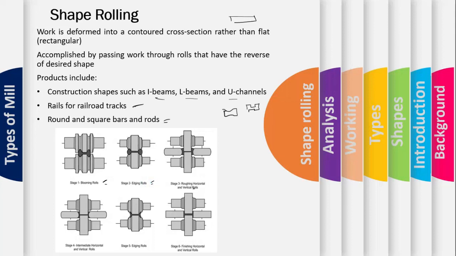We have the roughing horizontal and vertical rolls. So we have two horizontal rolls and there are also vertical rolls to roughen the sides of the workpiece. We have the intermediate horizontal and vertical rolls, again the edging rolls to produce sharp edges, and some other finishing rolls. So different kinds of rolling profiles can be shaped based on the type of product we want to achieve.